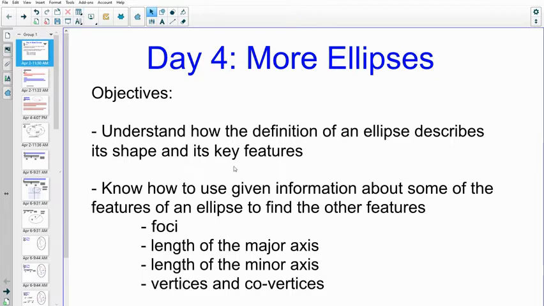Ellipses, we want to take a look at how the definition describes its shape. That's something that I alluded to in the Monday lesson, but we didn't get very far into it. And then we need to make sure we can understand how to find where the vertices are. I don't think I used the term co-vertices, but I'll make sure I clarify that today. And then also the foci. Foci is plural of focus. We'll find one focus and then know where both foci go.